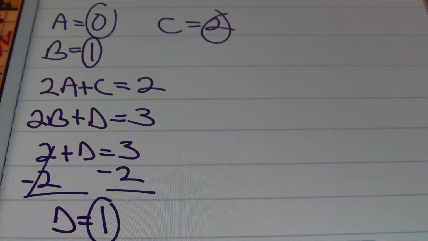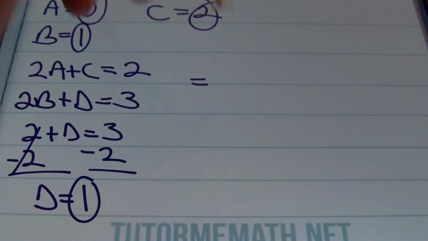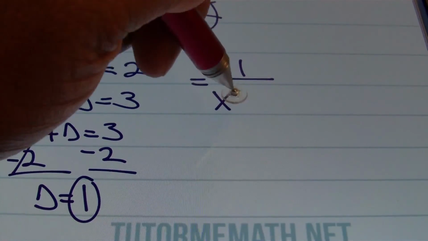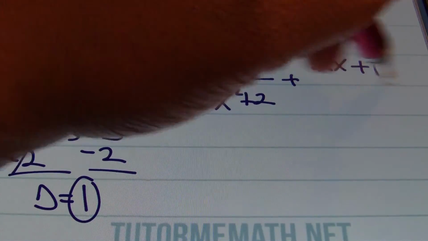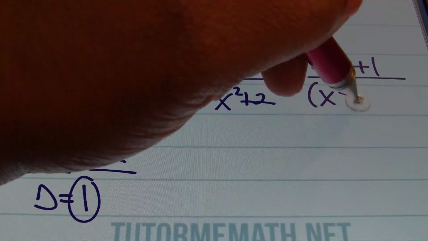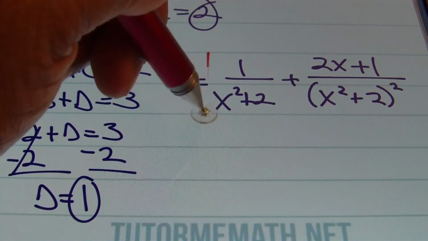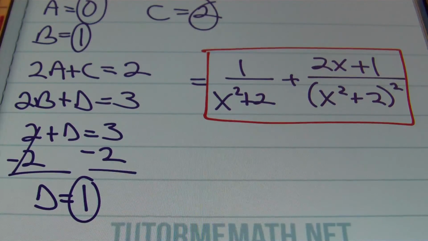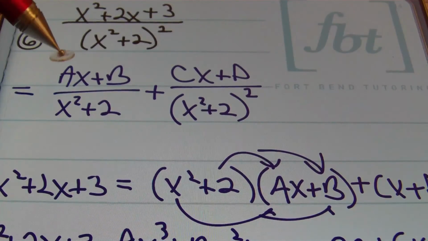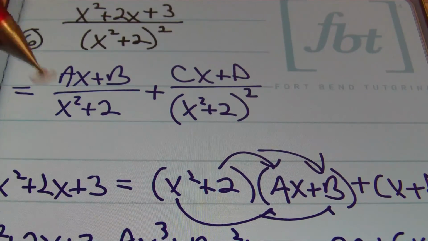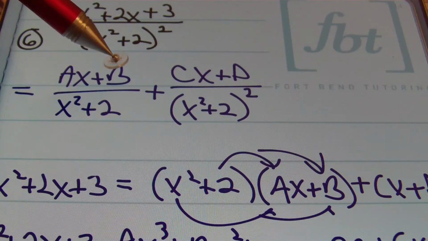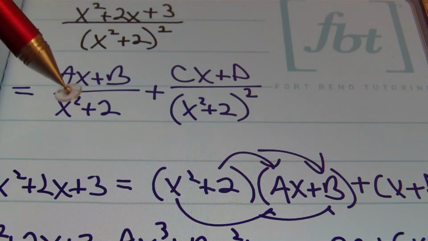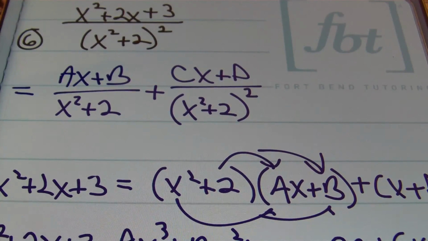So now we can write our answer, which is going to be (0x + 1) over (x² + 2) plus (2x + 1) over (x² + 2)². And this is the answer right here. Done and done. So remember, we're plugging in the a, the b, the c, and the d value back into this form right here. And because that a value was 0, we didn't have an x term in that first numerator. So we just plugged in our b value, the c, and the d value here over our denominators, and that was our result. Done and done.